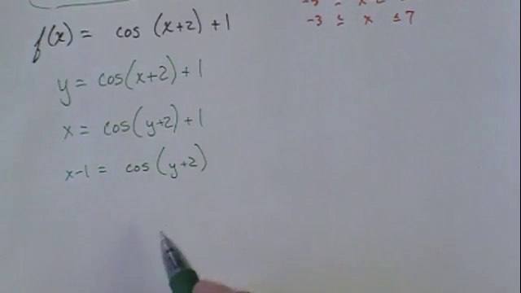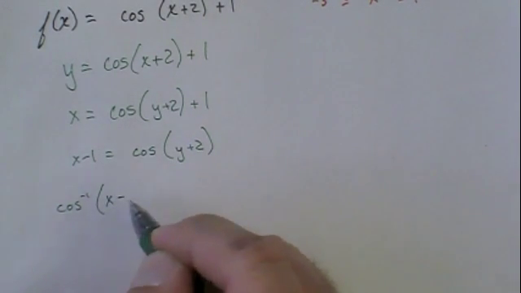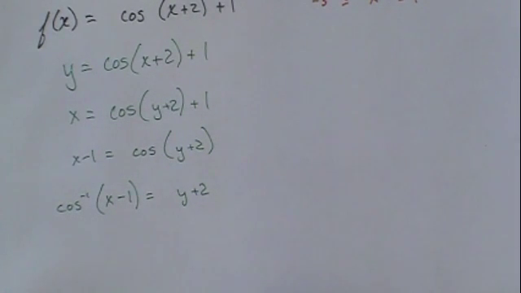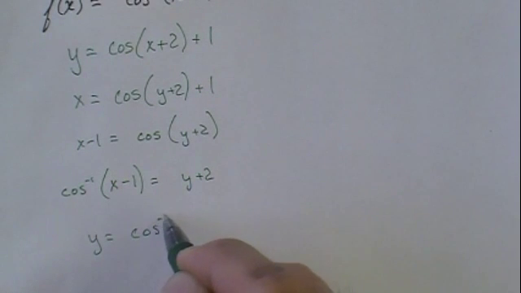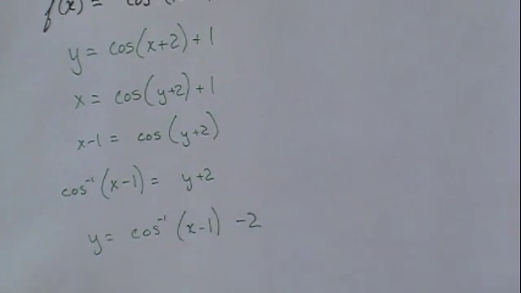Now we do the inverse cosine. So we have the inverse cosine of this quantity x minus 1 equals y plus 2. Now we subtract the 2 over. So we have y is equal to inverse cosine of x minus 1, minus 2.